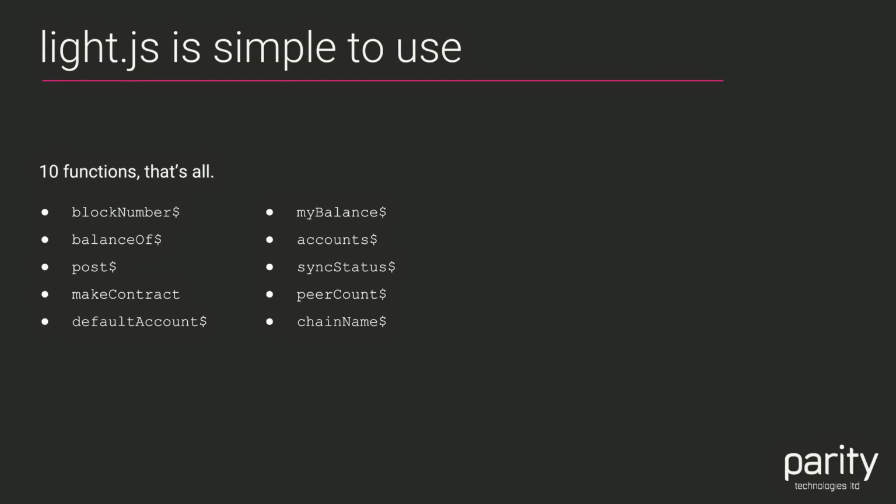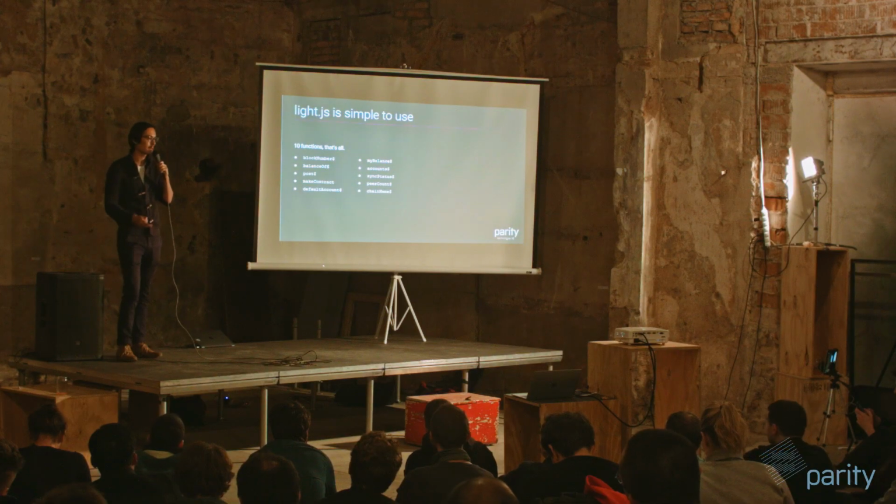So some characteristics of Light.js: it's very simple to use. Our aim was to make it as simple as possible. So right now, today, there's only 10 functions. You might think it's not a lot, but we built some pretty interesting stuff with only these 10 functions. These are basically the 10 functions that most Dapps use: to query the block number, to post a transaction, to interact with a contract.